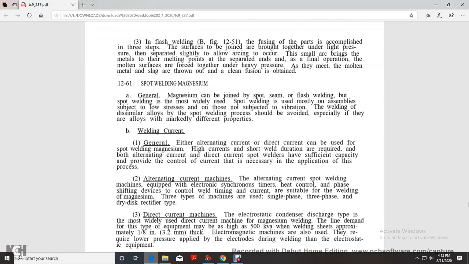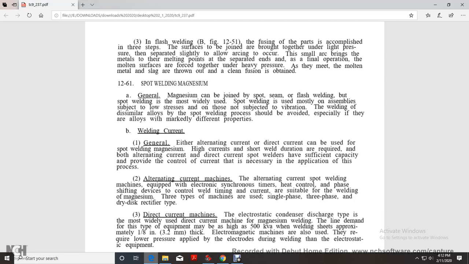Spot welding magnesium. Magnesium can generally be joined by spot, seam, or flash welding, but spot welding is the most widely used. Spot welding is used mostly on assemblies subject to low strength requirements, not subject to vibration, and for welding of dissimilar metals. The spot welding process should be avoided, especially with alloys or work with marked directional properties.